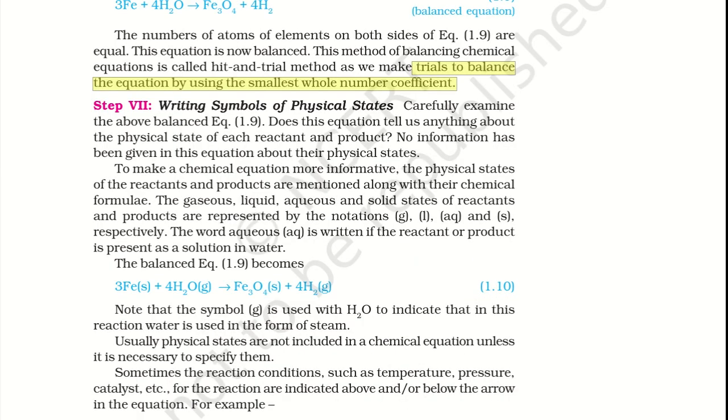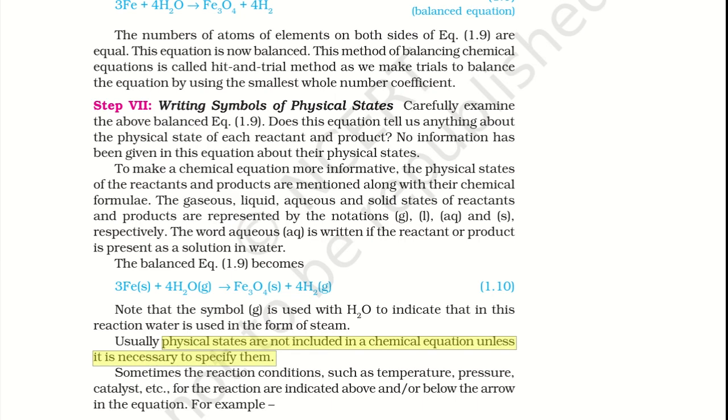The other things that have to be mentioned in a chemical equation are the symbols of the physical states. Here in the chemical equation you can see that the iron was solid, the water here was gaseous, not the liquid form, it was the gaseous form. The iron oxide that you obtained was solid, and hydrogen gas was evolved as a gaseous material. So these physical states are not included in a chemical equation unless it is necessary to specify them.